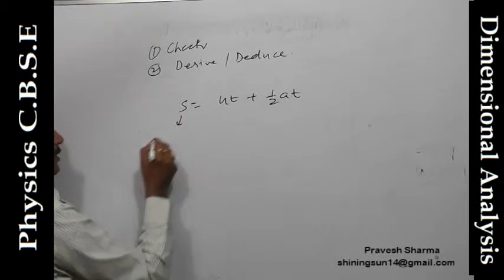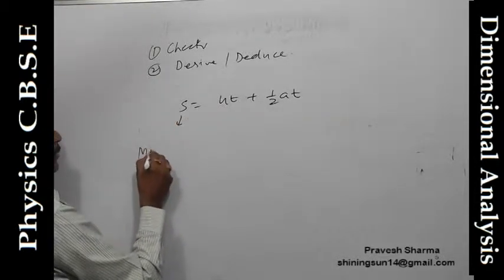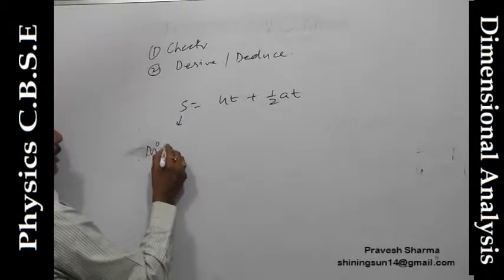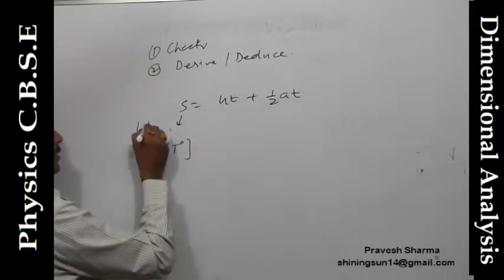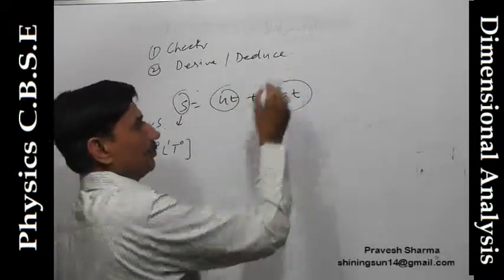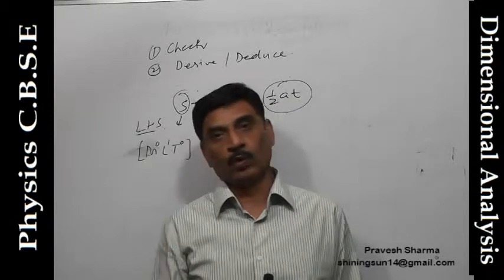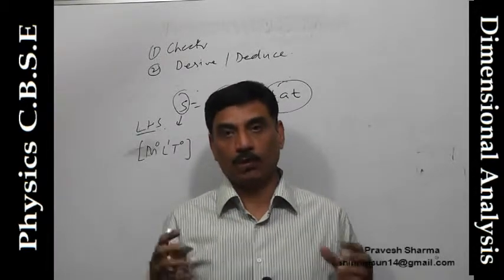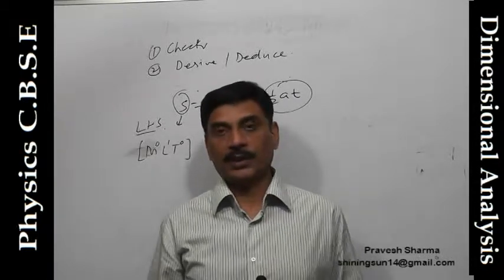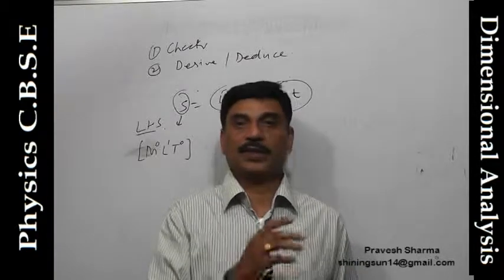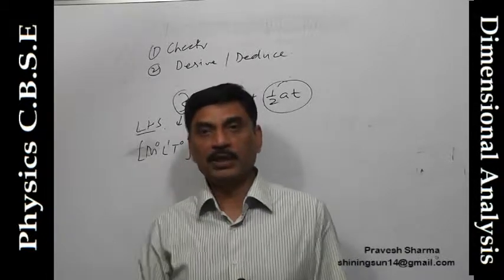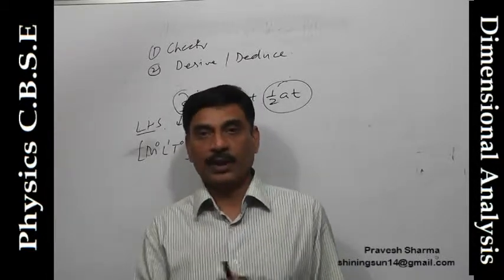Now S is distance, so it is M0 L1 T0. This is the LHS. The dimensions of this and the dimensions of this should be the same. In one physical quantity, you can add only the same physical quantity. You cannot add or subtract two different physical quantities. Multiplication and division you can do. You cannot say 2 meter plus 3 liter is equal to 5 meter or liter. No. In terms of length, you can only add length.